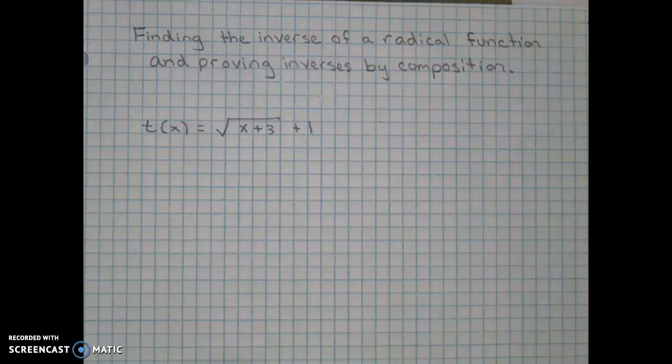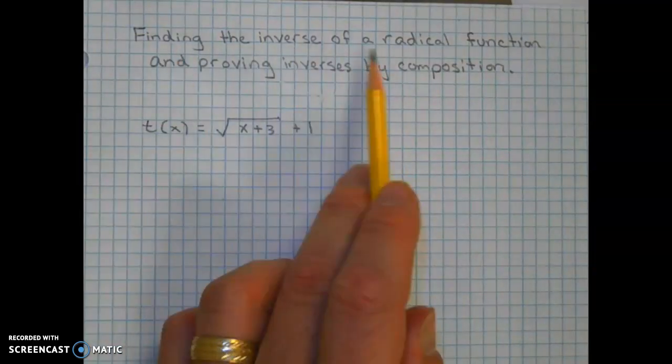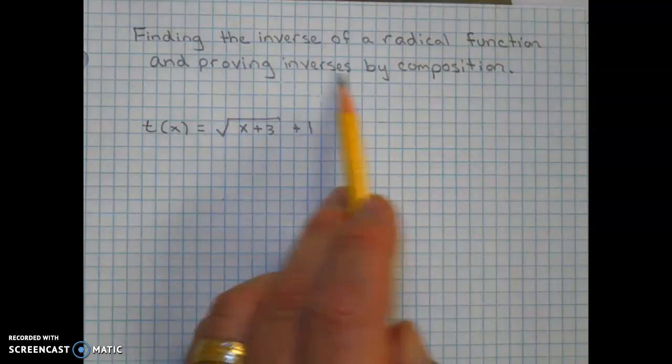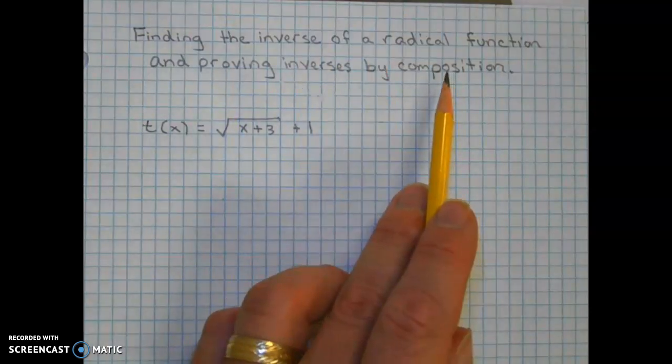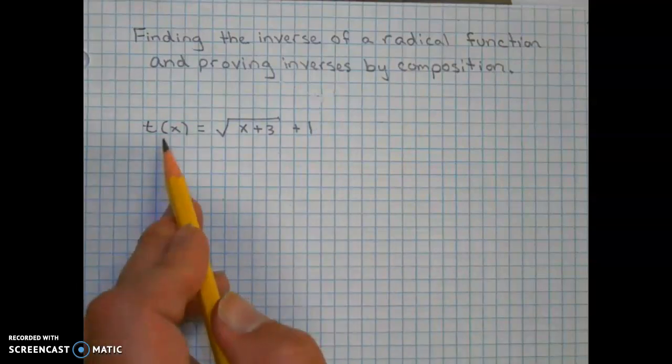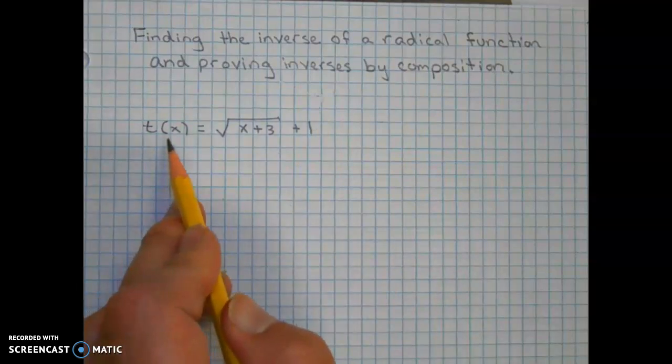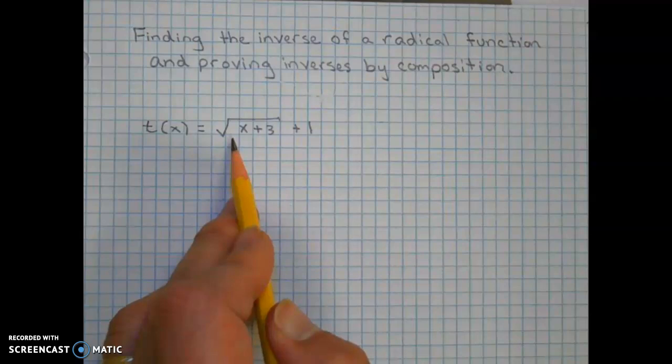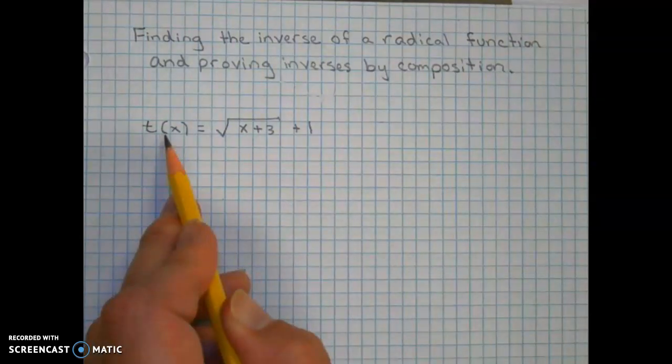Okay, so today's lesson is on finding the inverse of a radical function and proving inverses by composition. So we're going to start off with function t. We notice it's a square root function. So we're going to go ahead and start by switching the x and the y.